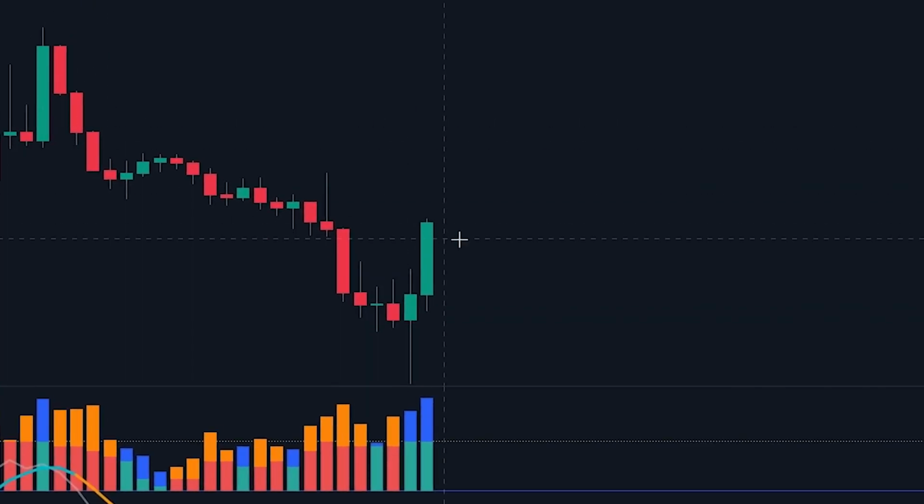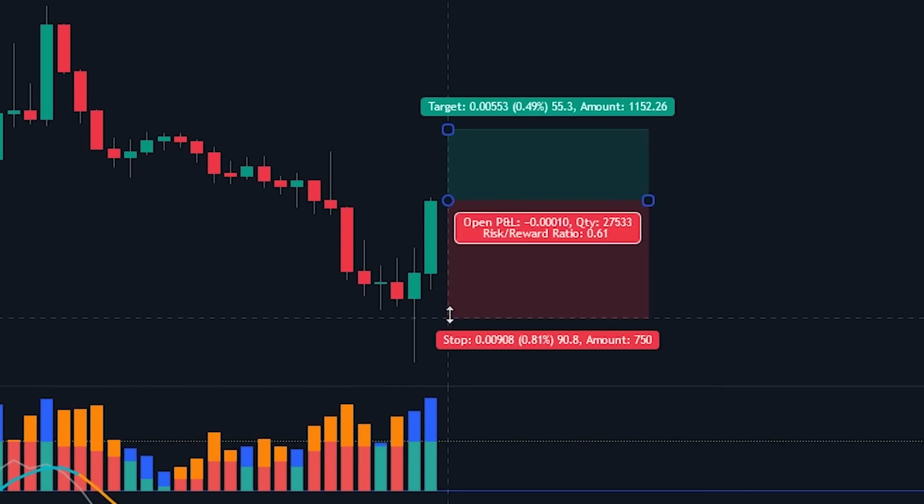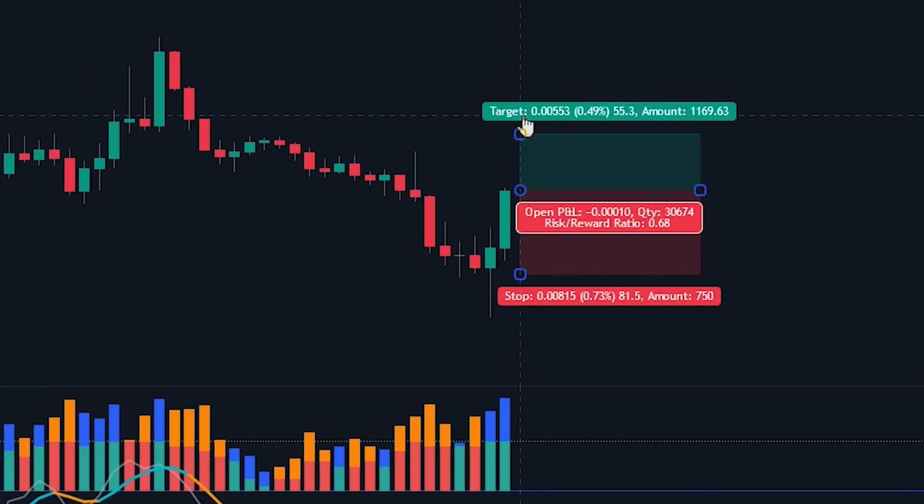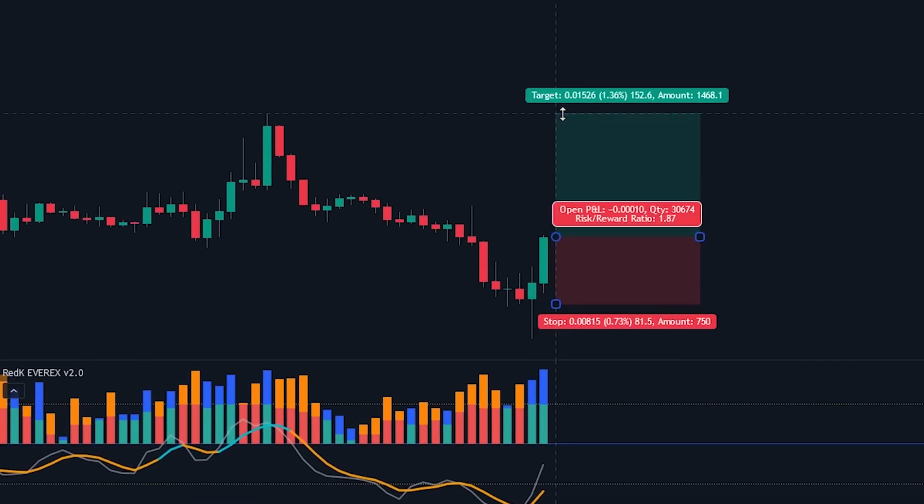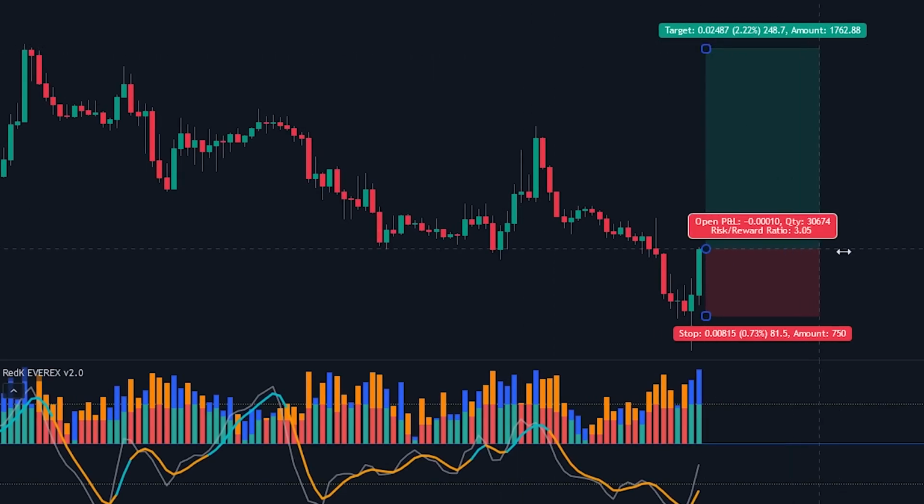Because of this, we will be entering into a buy position here. We'll be placing the stop loss at the recent swing low. For the take profit, we will be targeting a recent swing high, aiming for a risk-to-reward ratio of at least 2. Now let's see how the trade plays out.